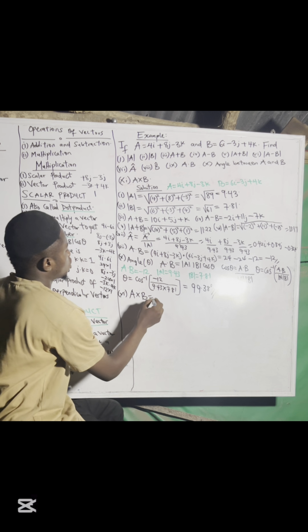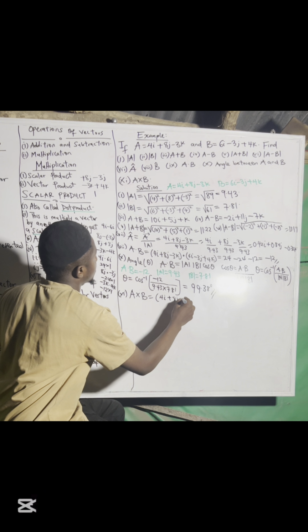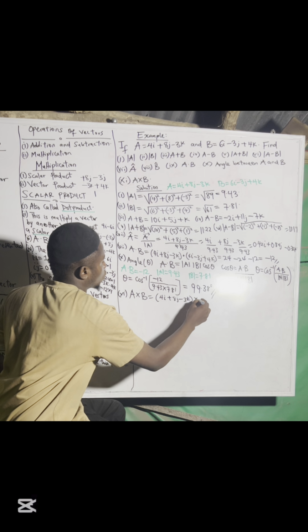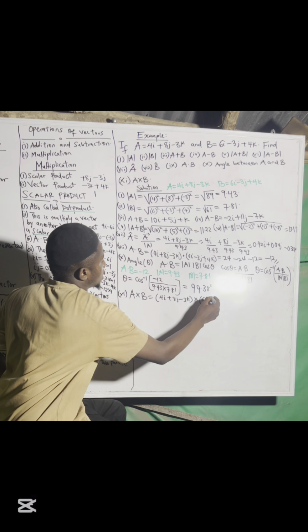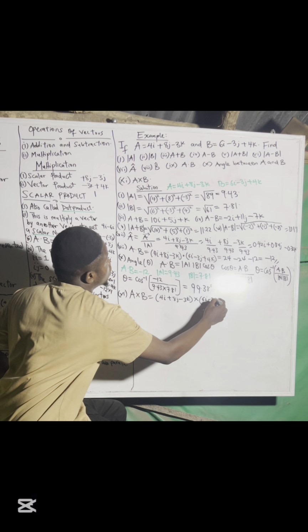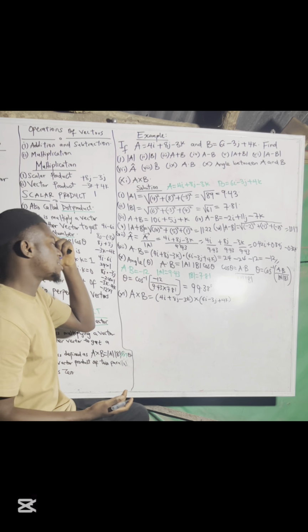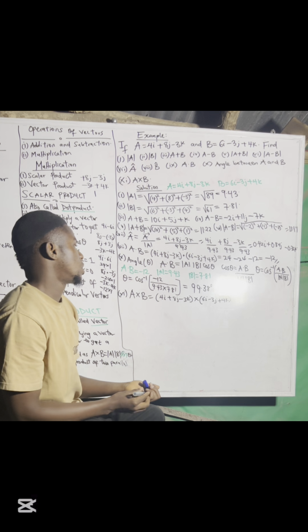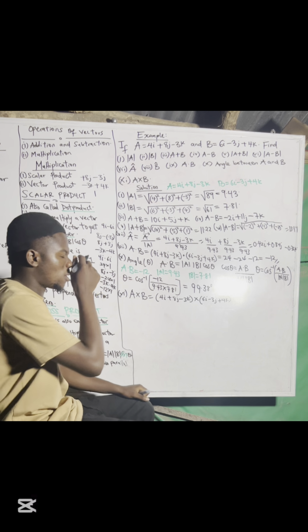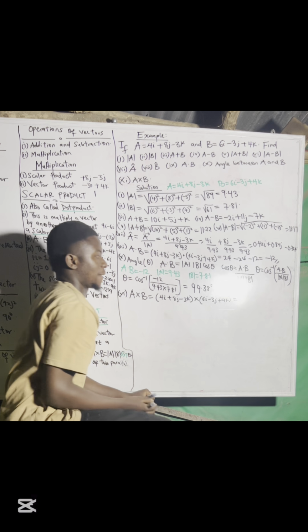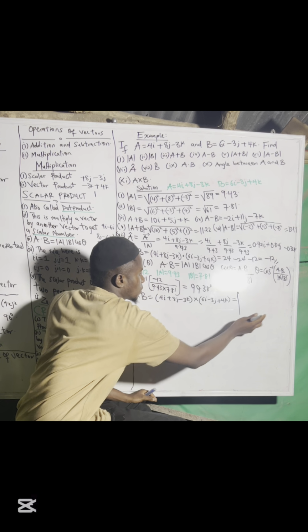That simply means we have vector A, 4i plus 8j minus 3k, cross vector B, 6i minus 3j plus 4k. Guys, you will firstly turn these two vectors into a 3 by 3 matrix. By doing what? By doing this. Equal. You will write this.